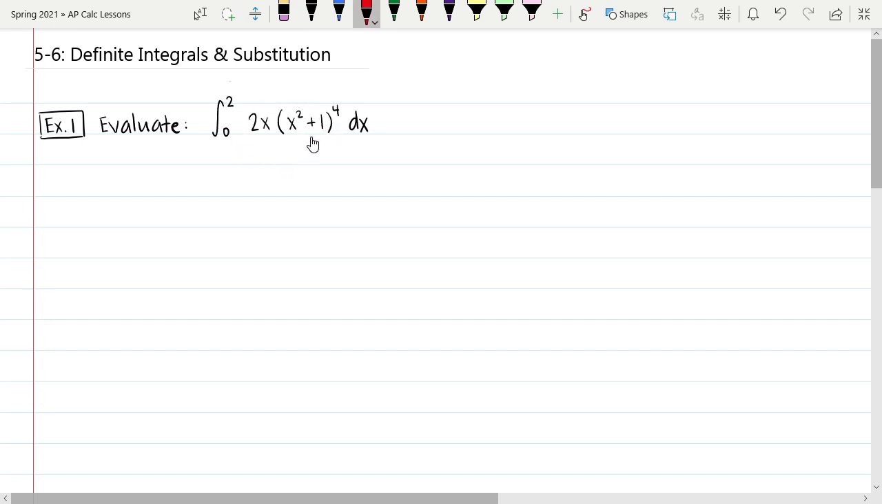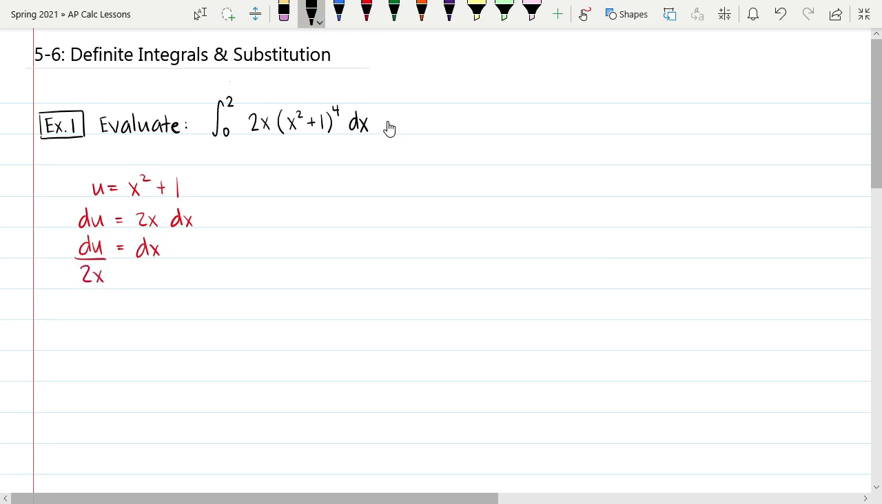Okay, so to start with, if I'm going to evaluate this, I need to find my antiderivative, and of course that means I'm going to need a substitution here. Hopefully x squared plus 1 is jumping out at you as your u. So we're going to let u equal x squared plus 1. So du is 2x dx, or in other words, dx is du over 2x.